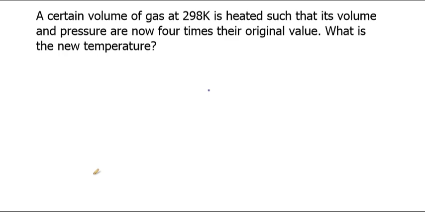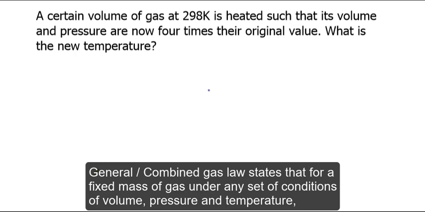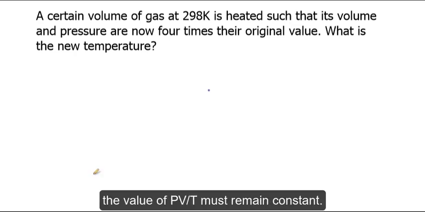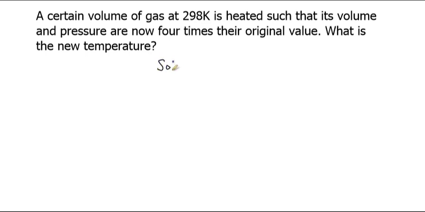It is combined gas law because it has to do with the volume, the temperature, and the pressure of the gas. The general gas law, the combined gas law, states that for a fixed mass of gas under any set of conditions of volume, pressure, and temperature, the value of PV over T must remain constant. Solution.